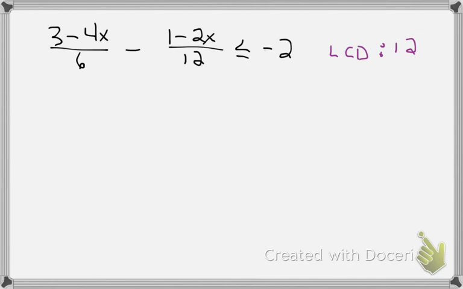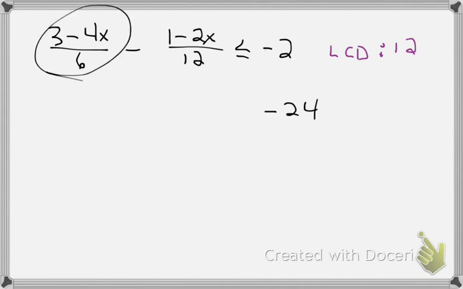So this means I'm going to multiply both sides by 12. All right. So if I multiply both sides by 12, let's pluck the low-hanging fruit first. On the right, if I multiply by 12, what's that going to be? Negative 24. Right? Is everybody okay with that one? Right. I got to multiply both sides by 12. Well, negative 2 times 12 is negative 24. Everybody okay with that?